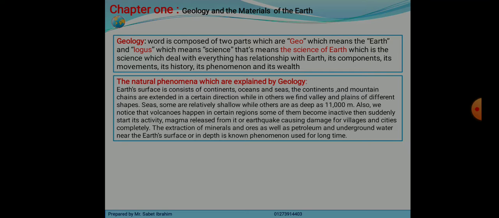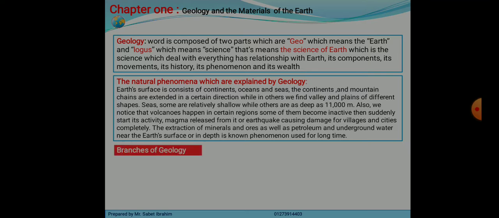Also, we notice that volcanoes happen in certain regions. Some of them become inactive, then suddenly start their activity, releasing magma, or earthquakes cause damage to villages and cities. The extraction of minerals and ores, as well as petroleum and underground water near the Earth's surface or at depth, is a known phenomenon used for a long time.